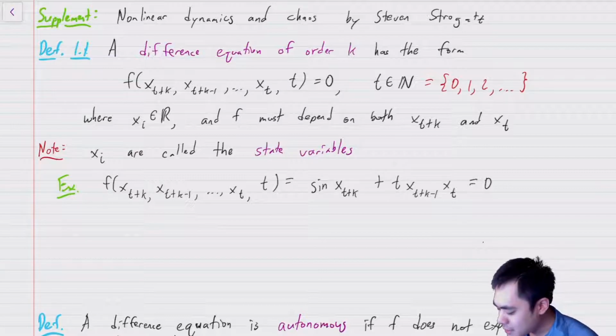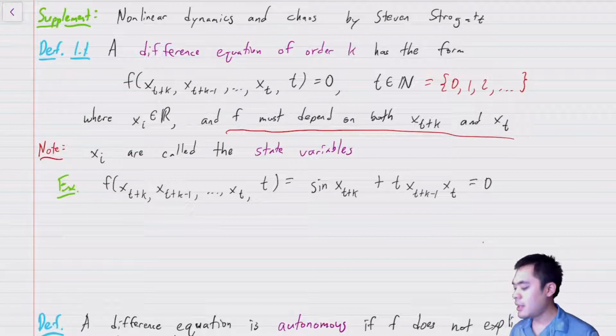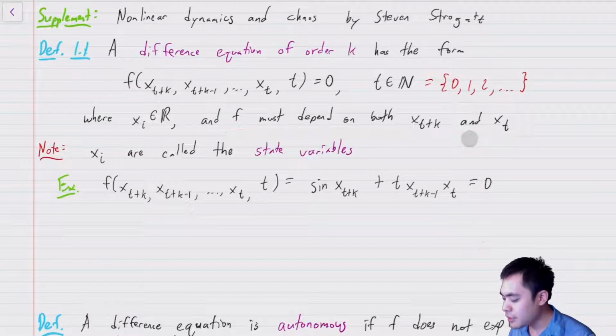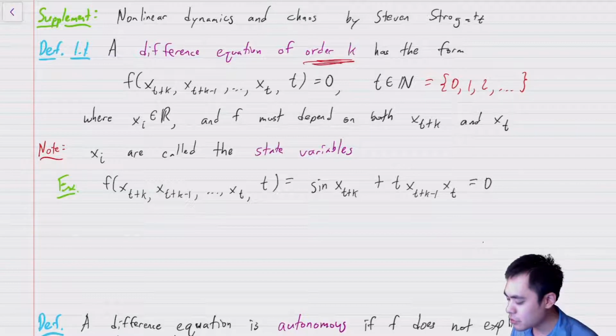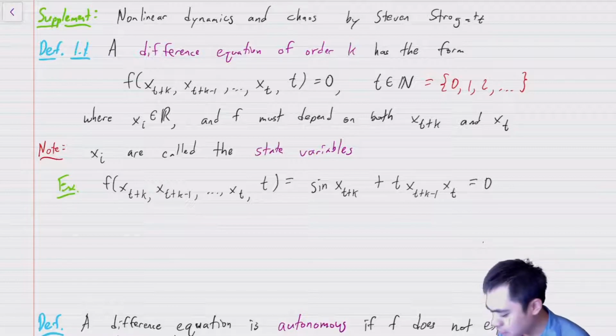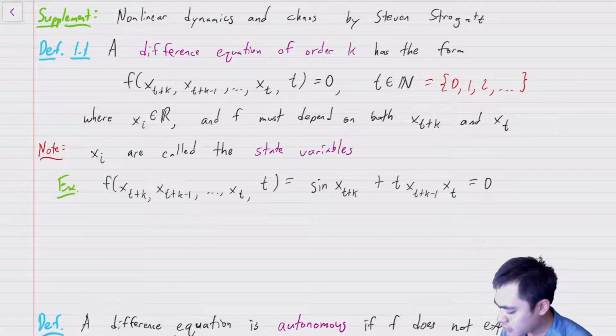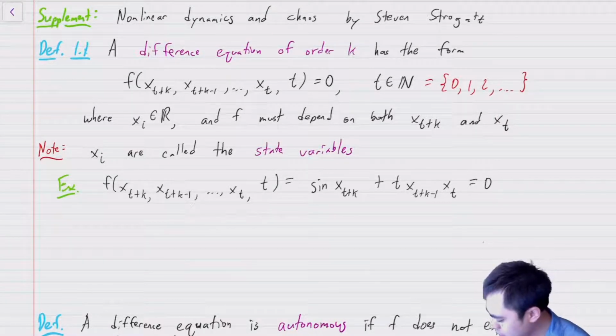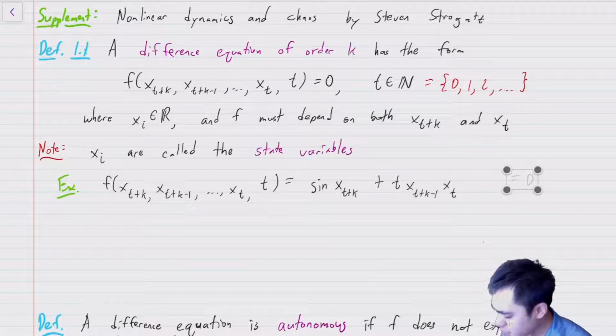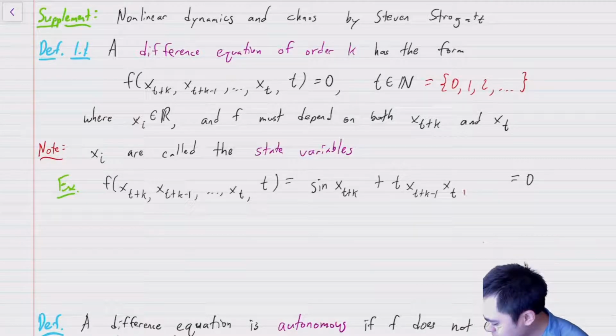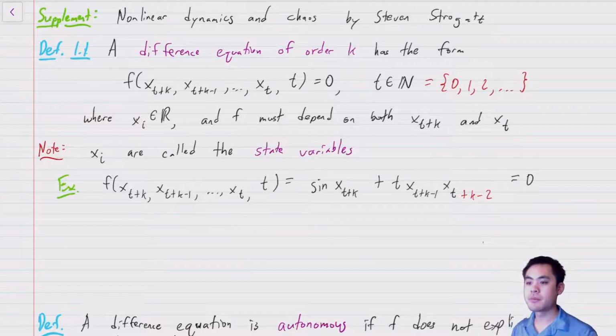And we have here the condition that f must depend on both x sub t plus k and x sub t. Now, this condition is actually only necessary in order to say that something is of order k. For example, if we were to modify this equation slightly, and say we replace this x sub t here with x sub t plus k minus 2.